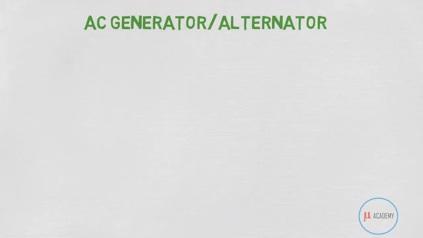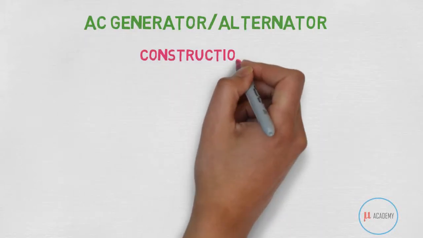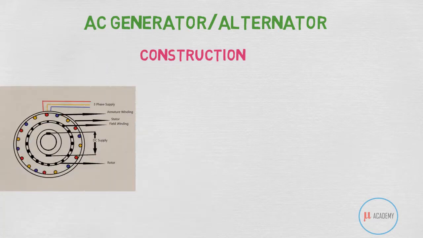Here we will discuss the construction of AC generator or alternator. It has two main parts. One is named as stator, the other one rotor.